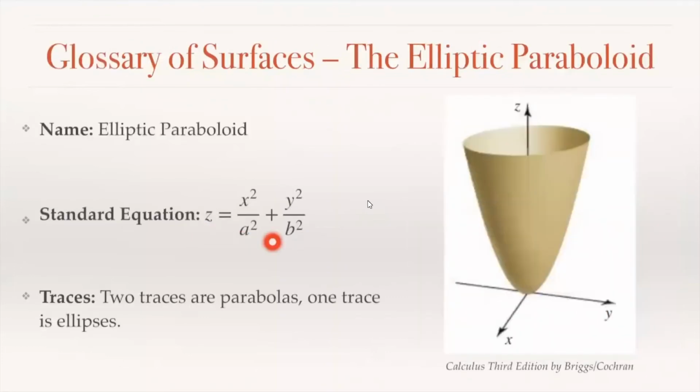Something of this form is an elliptic paraboloid. Two traces are parabolas, namely that parabola and that parabola. And the other traces are ellipses. So that's our ellipse trace.